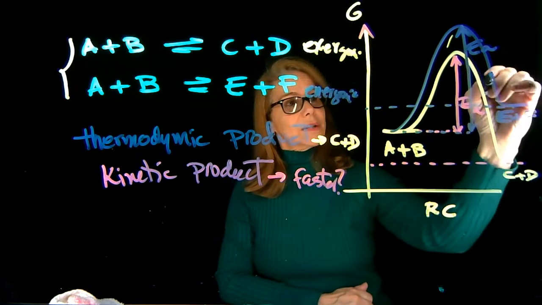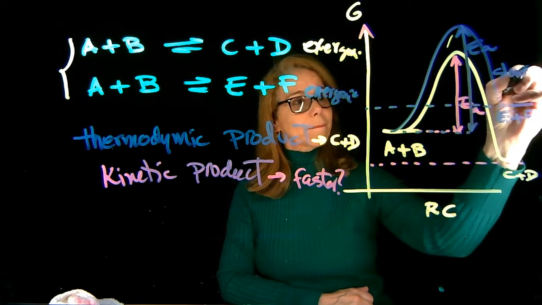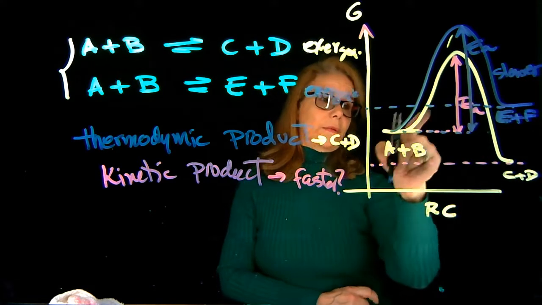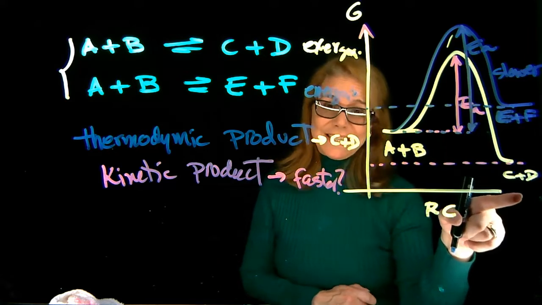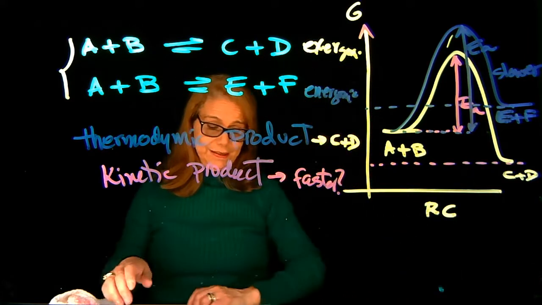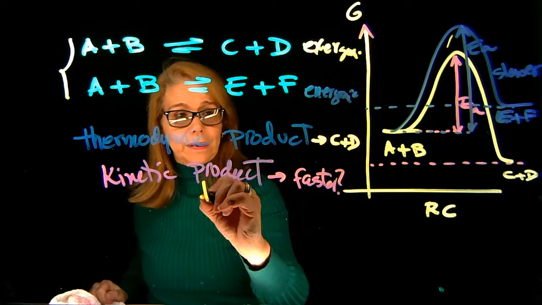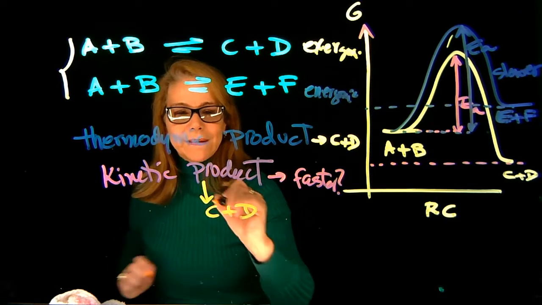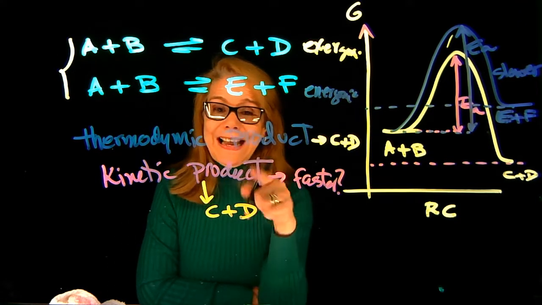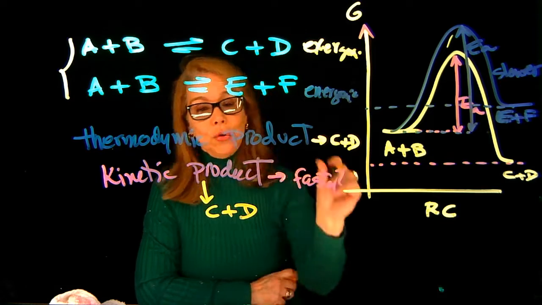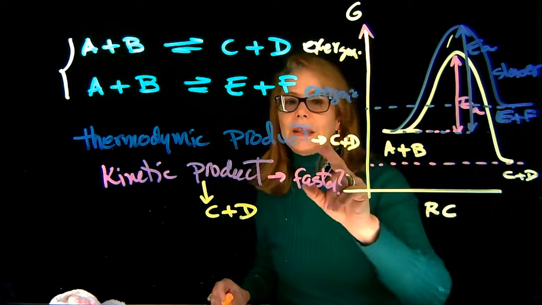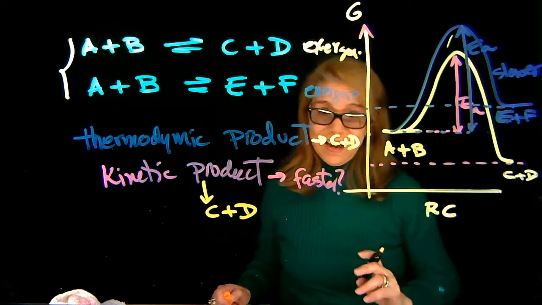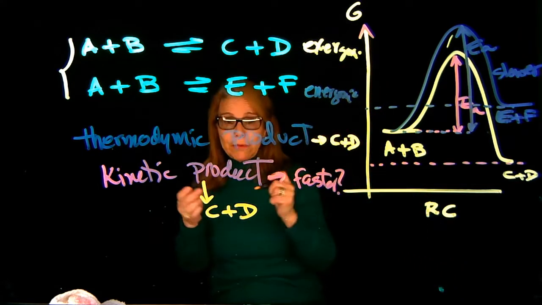So this reaction is slower, and this reaction leading to the formation of CD is faster. So in this case, the kinetic product is also CD. That's the one that forms faster. Again, it has a lower energy of activation. Notice that for this case, the kinetic and the thermodynamic products are the same. But we can have a different scenario.